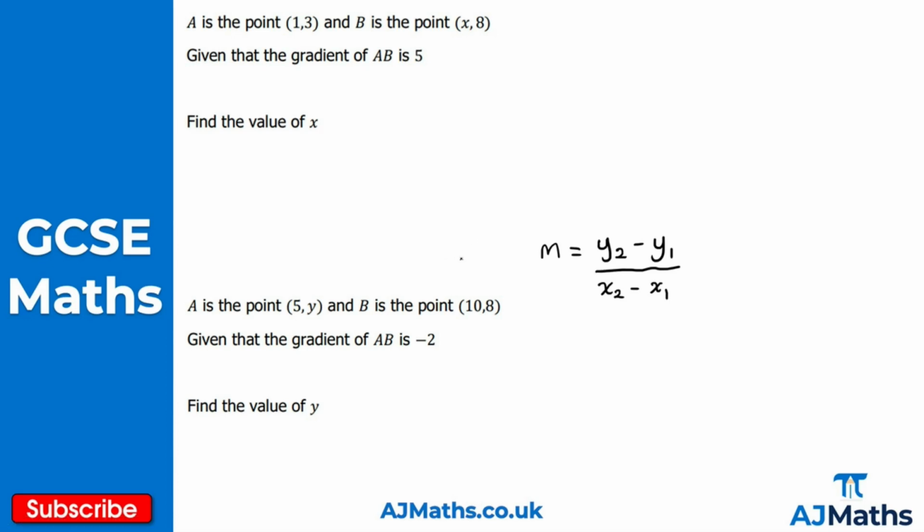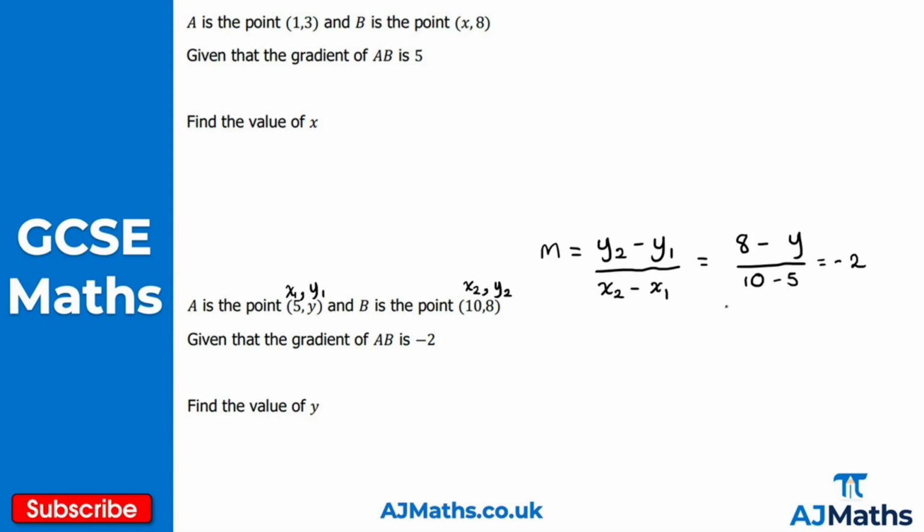Again, just assign x1, y1, x2, y2. So x1, y1, that'll be x2 and y2. So in this case, y2 minus y1, so that's going to be a minus y. So I'm going to do 8 for y2 minus y1, which is y. We get 8 minus y all over x2 minus x1. So x2 is 10, x1 is 5, so I get 10 minus 5 there. And we know this gradient here is equal to -2. So all of this is equal to -2 there.